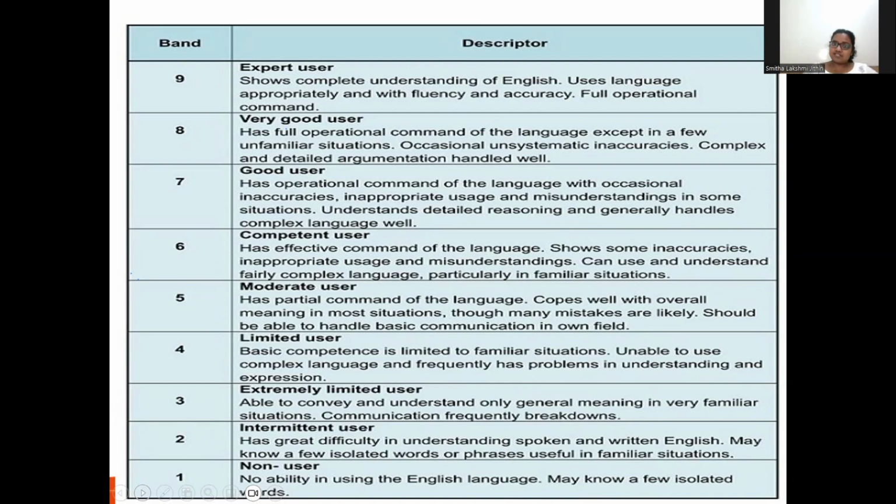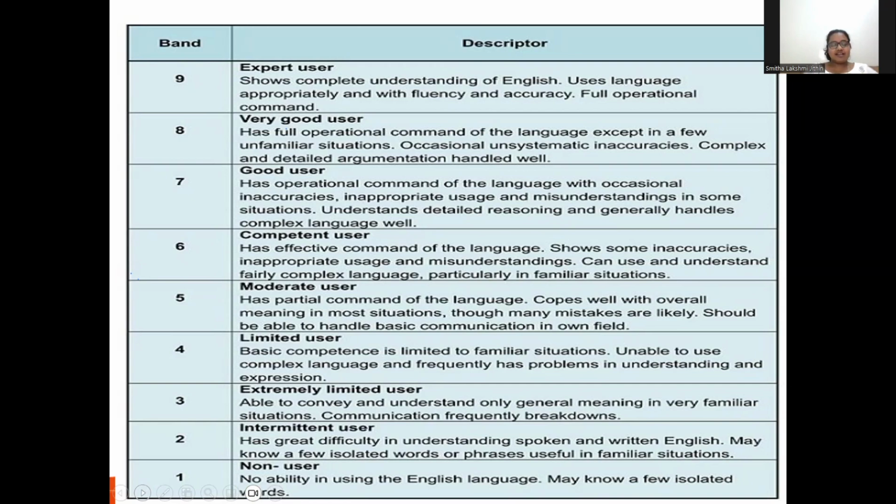6 means you are a competent user. For example, if you are in a situation that is very familiar to you, you can really excel in that, but you have some inaccuracies, inappropriate usage and misunderstandings, though you can handle complex sentences as well. 5 means you are a moderate user, with a partial command over the language. You can cope with situations, but you could only communicate in basic ways, like constructing basic sentences.